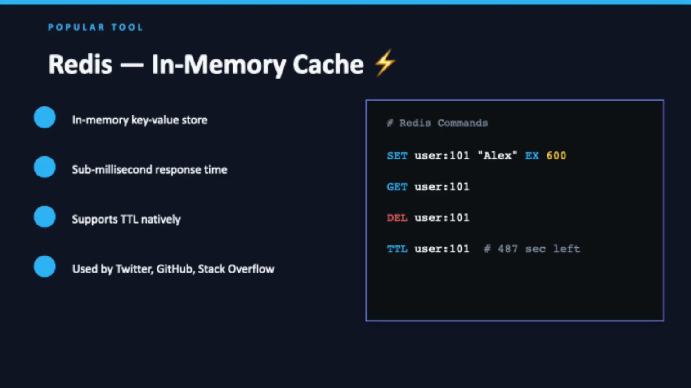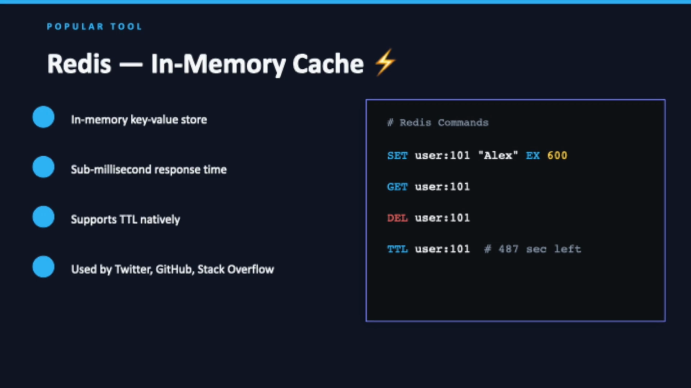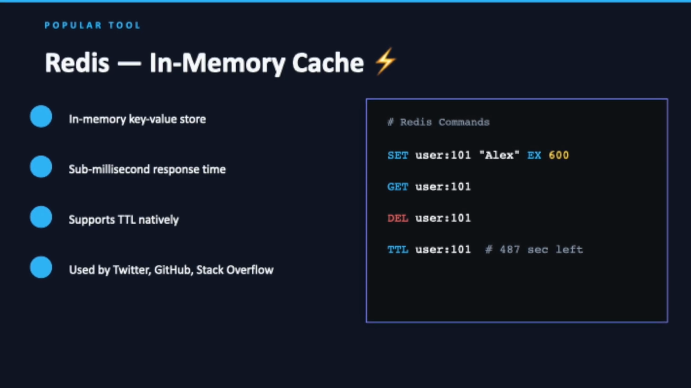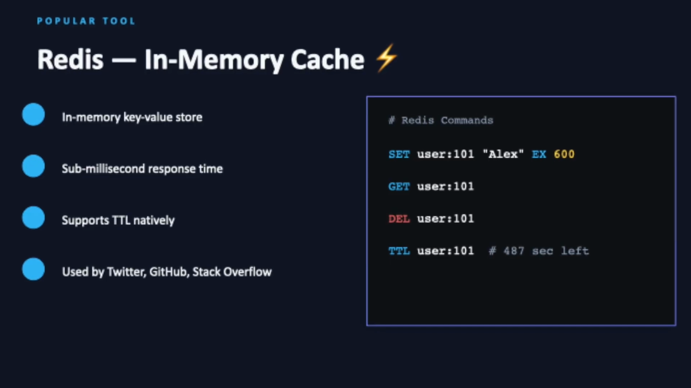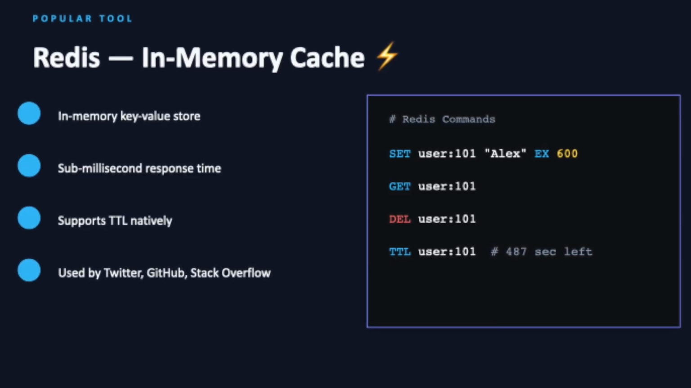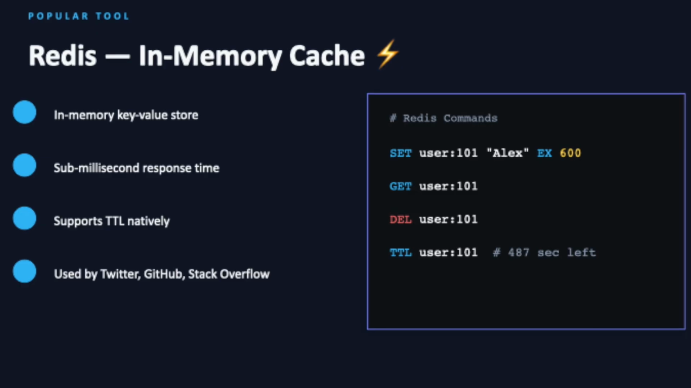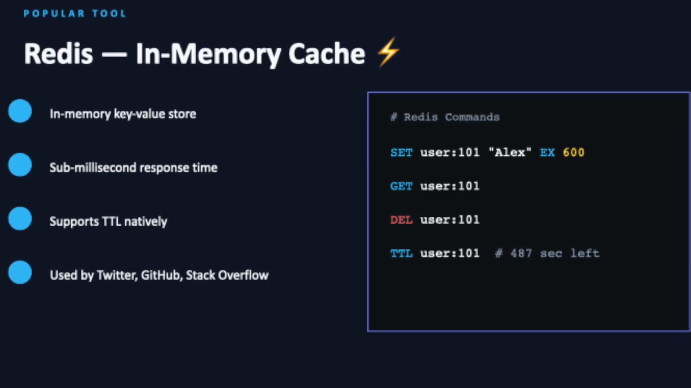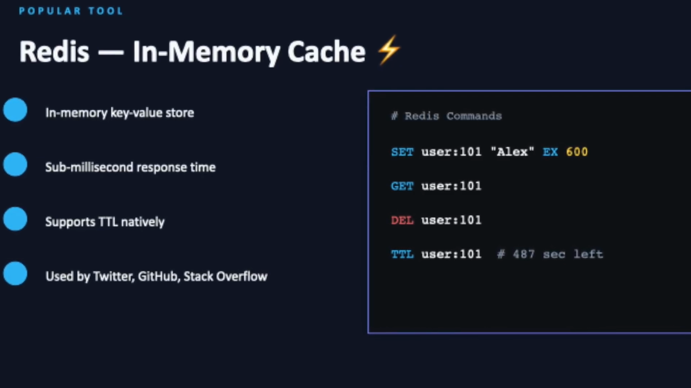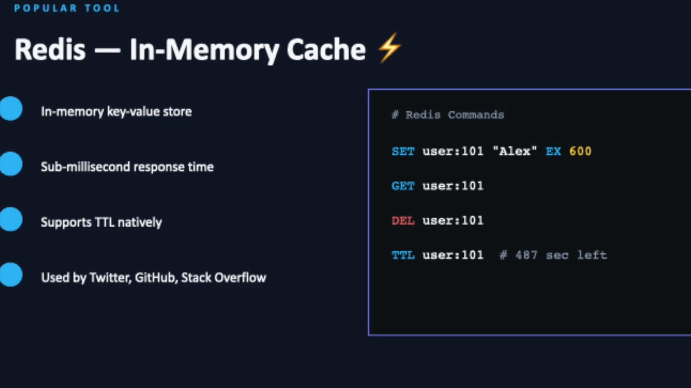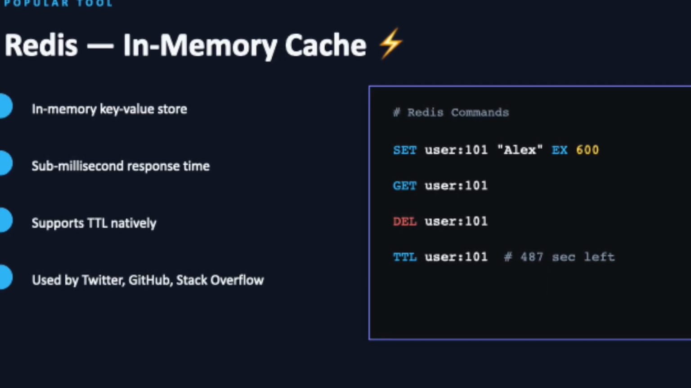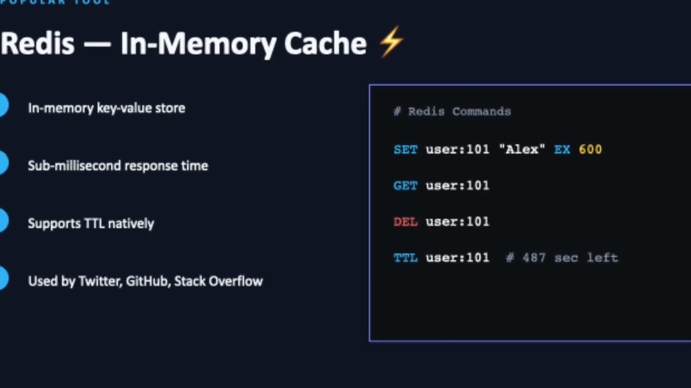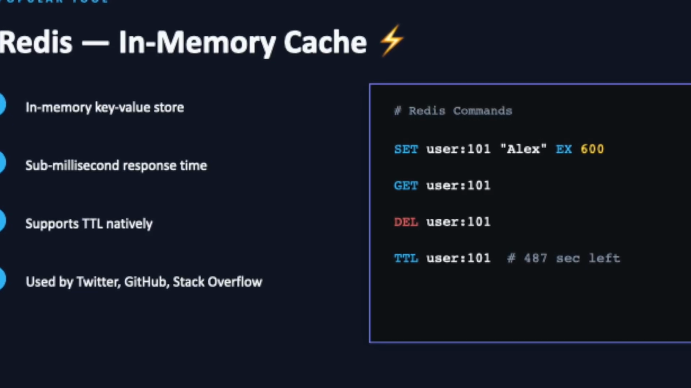Let's talk about the most popular caching tool which is often used in production, Redis. Redis is an in memory key value store. It is incredibly fast. Responses come back in under a millisecond. It supports TTL natively and it is used by companies like Twitter, GitHub, Stack Overflow at massive scale. The commands are simple: SET to store a value with an expiry, GET to retrieve it, DEL to delete it, TTL to check how much time is left before it expires.